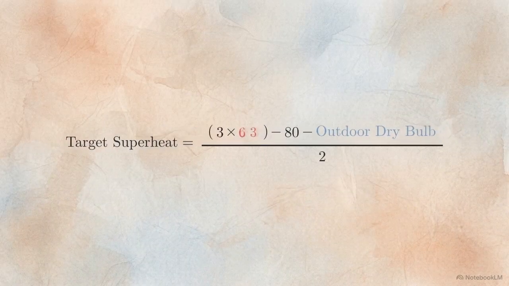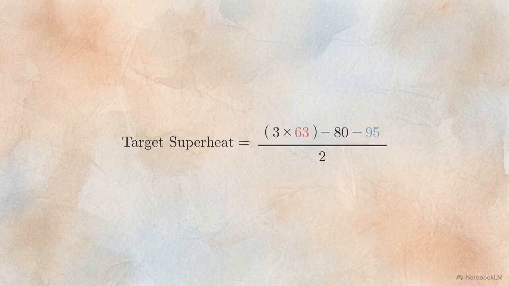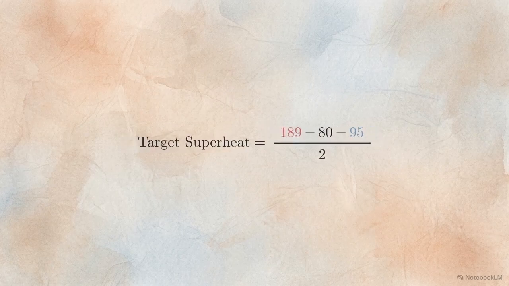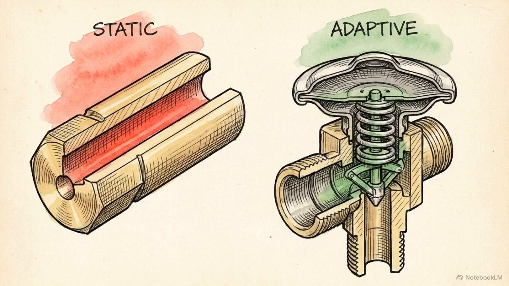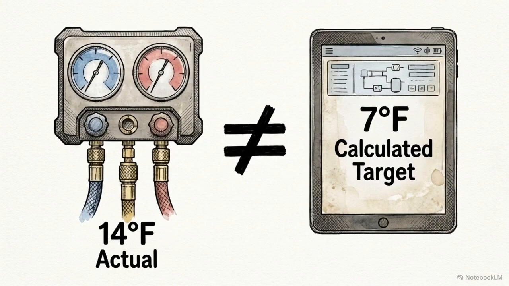If we input an indoor wet bulb of 63 degrees and an outdoor dry bulb of 95 degrees, the math outputs a precise target superheat of 7 degrees. Fixed orifice systems require this dynamically calculated target because, unlike TXVs, they cannot physically adjust their own flow to compensate for shifting environmental loads. Diagnosing the state of the evaporator requires a direct comparison between the actual superheat you measured and the target superheat you calculated.